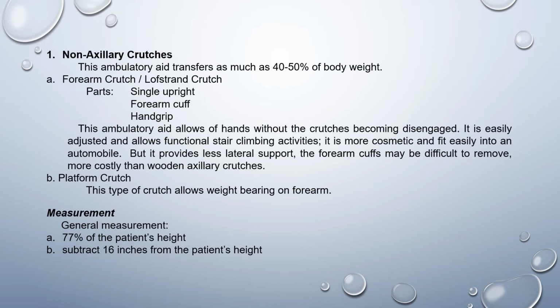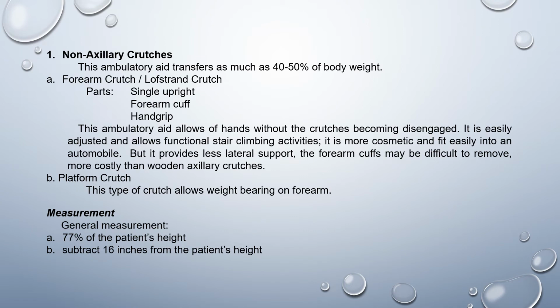non-auxiliary crutch. This ambulatory aid transfers as much as 40 to 50% of body weight, while forearm crutch or Lofstrand crutch, parts you have single upright, forearm cuff and your hand grip. This ambulatory aid allows the hands to be free without the crutches becoming disengaged.